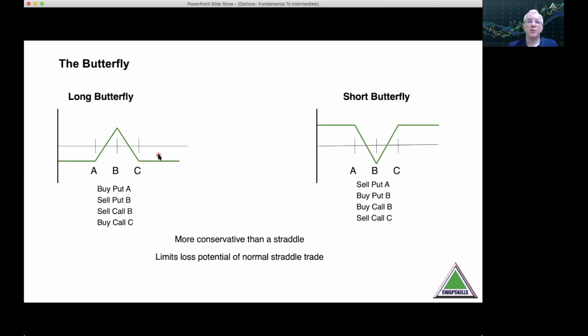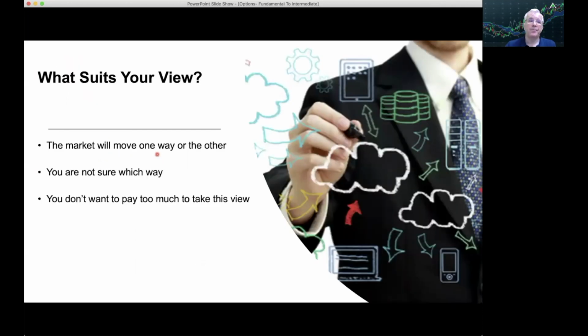Now, by buying that protection, by buying protection on the wings that strikes A and strikes C, you're going to have to pay for that. So it will reduce your overall income, but at least you can sleep at night just in case the market has a crazy day. So what would you take a look at this?